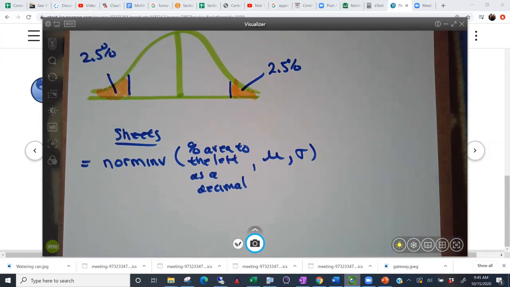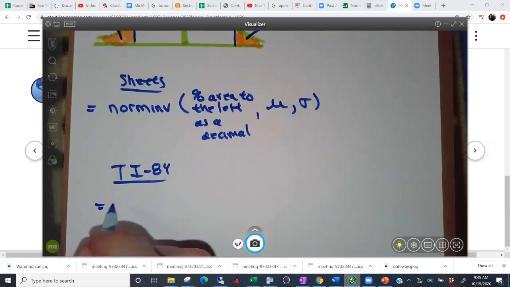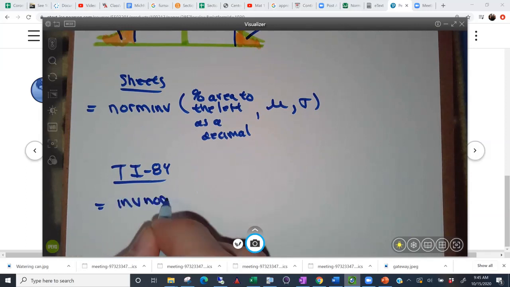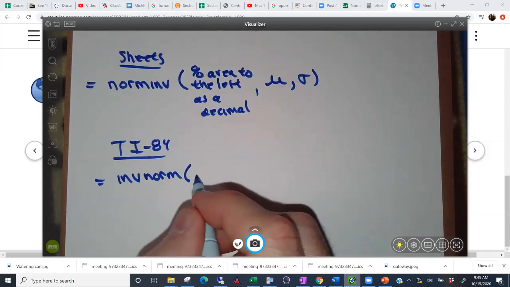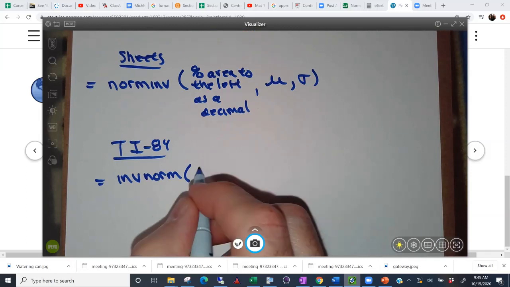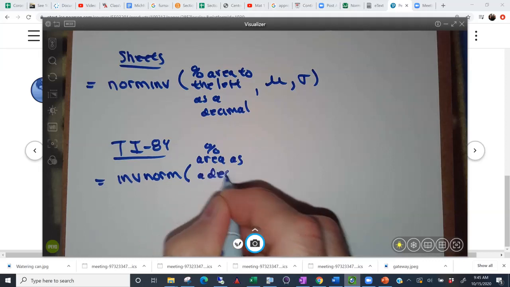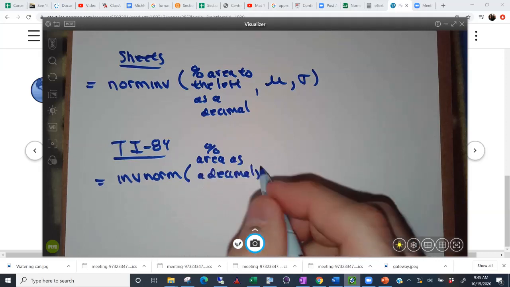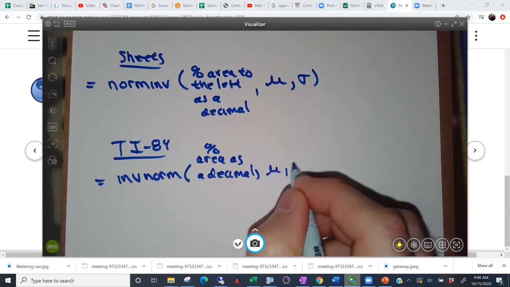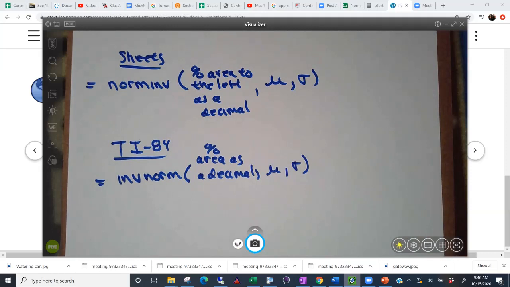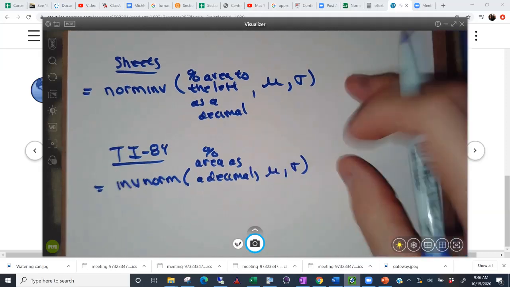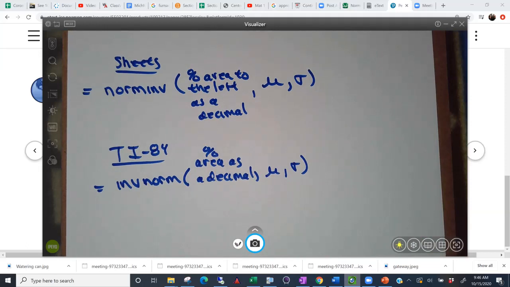On the TI-84, it's going to be inverse norm. Again, the percent area as a decimal, then the mean and the standard deviation. So those are the commands, and I give you these commands on your exams. But there still is a little bit of thinking that's involved in here.